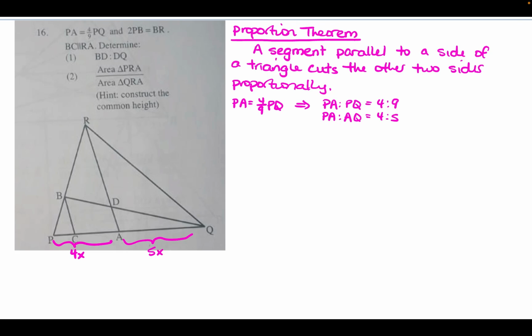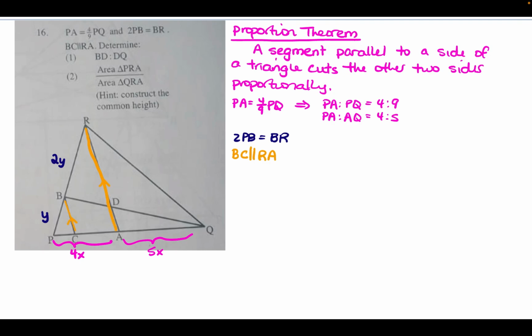We also know that 2 PB is equal to BR, so I might label BP as y and BR as 2y. And another thing we know is that BC is parallel to RA, and this is a little clue that we are going to be dealing with the proportion theorem.